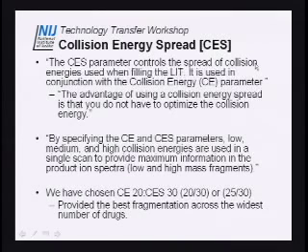Okay, you see quotations here. I love the help file. The collision energy spread parameter controls the spread of collision energies used when the LIT fills. It is used in conjunction with the collision energy, so it's based on the collision energy that you set, so it's 20 plus or minus 30. By specifying the collision energy and the collision energy spread, low, medium, and high collision energies are used in a single scan to provide maximum information in the product ion spectra, low and high mass fragments. That's directly out of the help file. I love the help file.